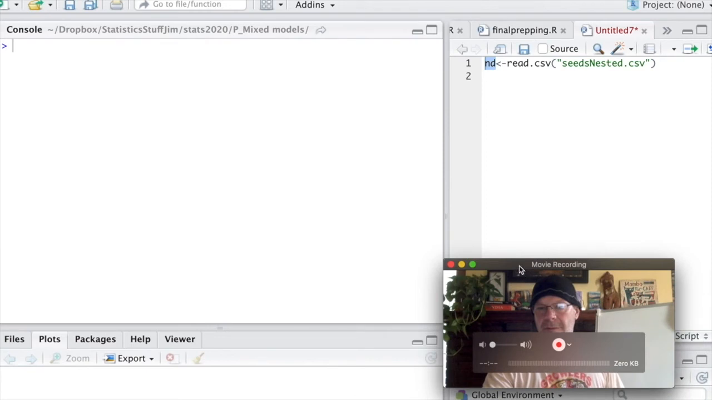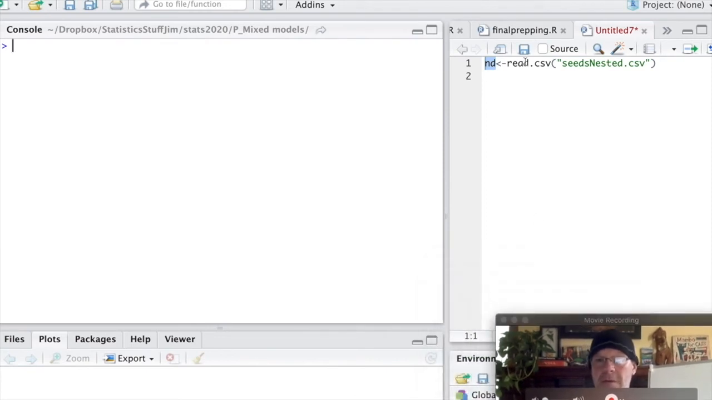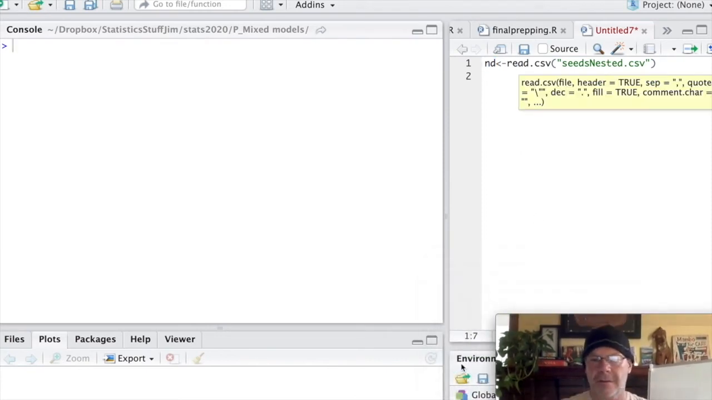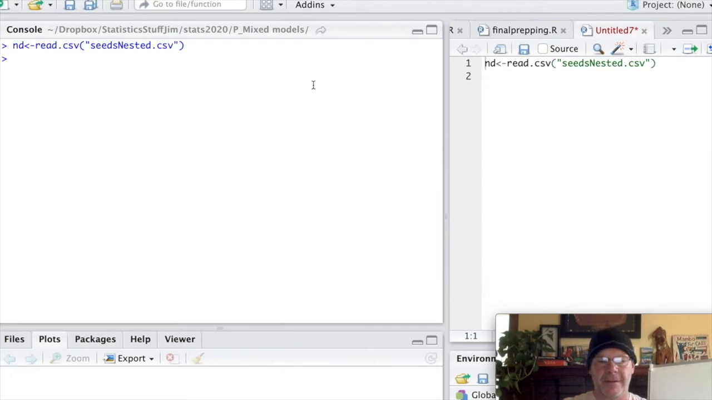Make that as small as possible. Hide in the corner. Here I have this object called seeds nested. I can read that in, and we can take a look at that.